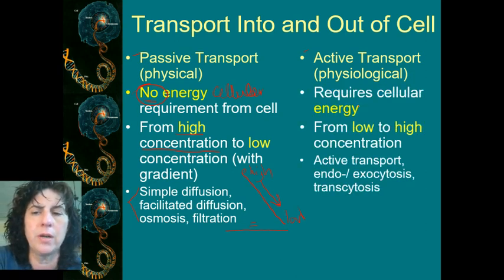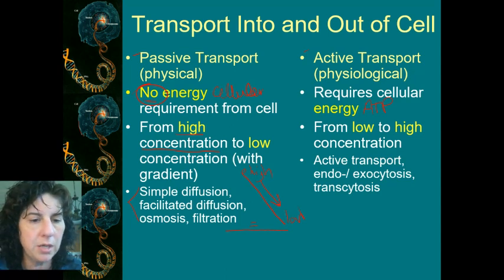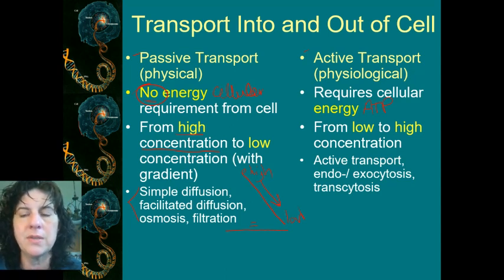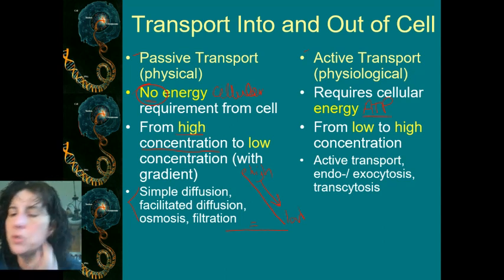Active transport, on the other hand, does require the cell to expend some of its energy, and it's going to require that in the form of ATP. So those little mitochondria that we talked about, the powerhouses of the cells, they're going to have to make ATP, and the cell's going to have to expend that ATP in order to do this work.